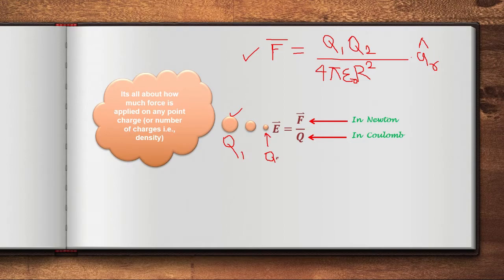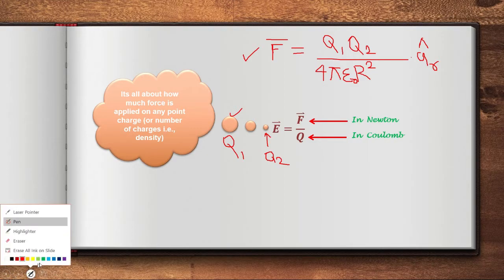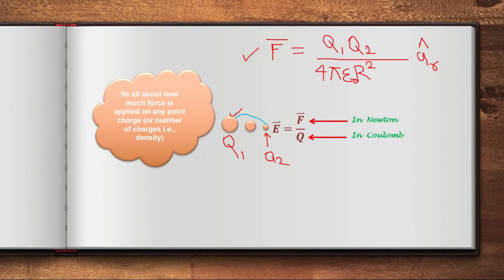Now if I want to calculate how much force this small charge applies on this Q1, I can find that force by using this formula. But if I want to calculate the electric field intensity applied from Q2 to Q1, then the formula is force per charge.